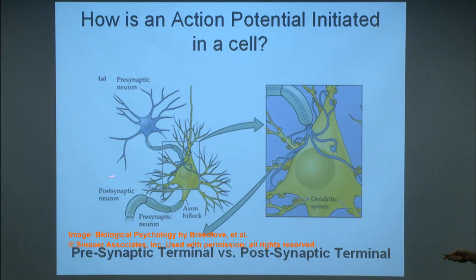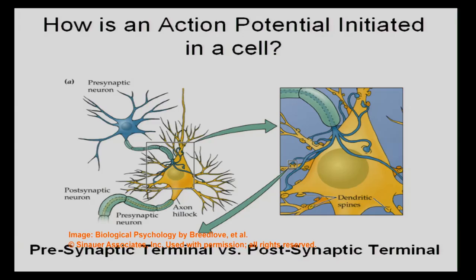What about the cell body and all these dendrites? That is the input structure of the cell. That is where all the information is coming in, and it's being synthesized. And it's dependent on that information coming in. That information is determining where and when and how many action potentials you get here.